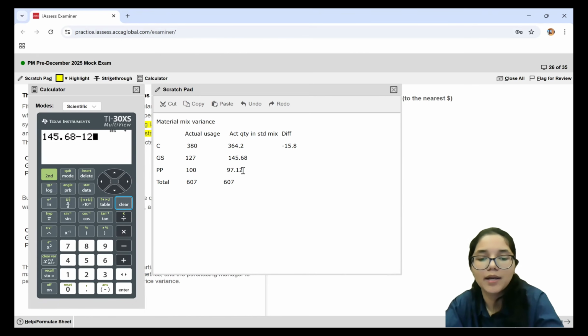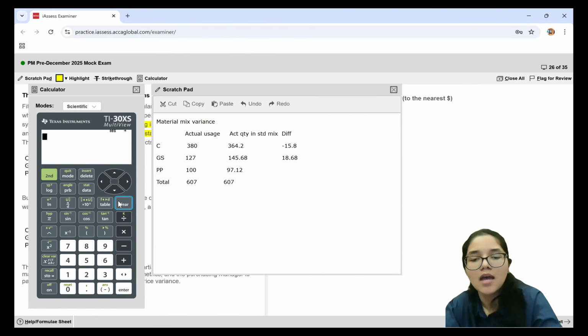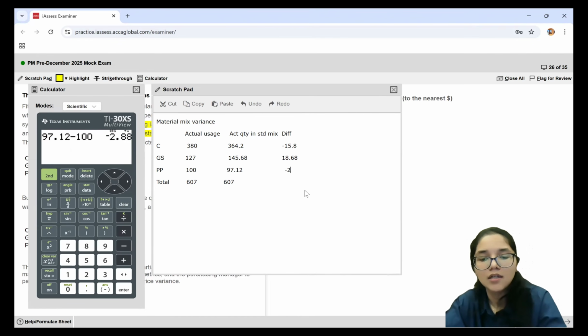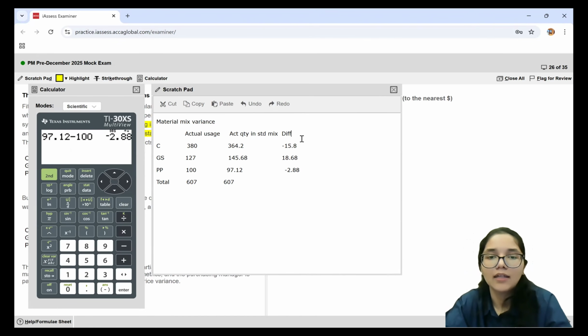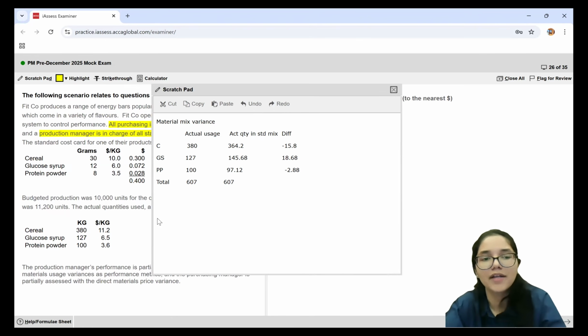145.68 minus 127 gives me 18.68 favorable. Then lastly, the protein powder. If I see the difference, I should have used 97.12, but I ended up using 100. So that means I overused by minus 2.88. Now I can simply take the cost to multiply to get to my final answers.